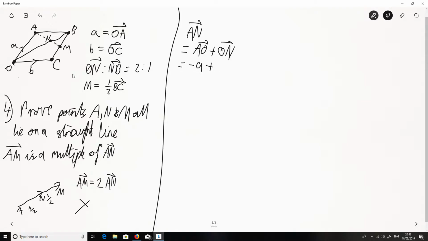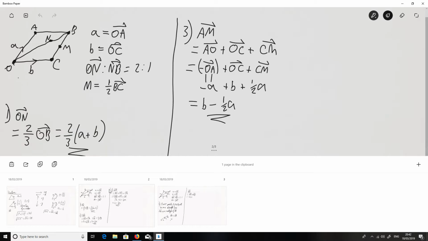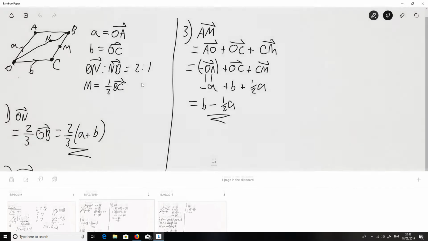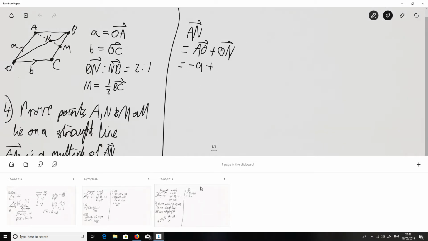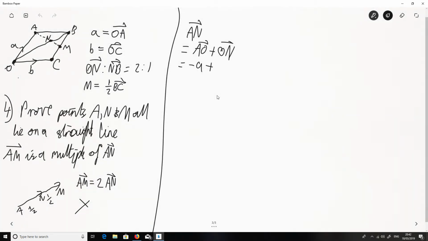And ON, we worked out in the previous question. A lot of the times it will make you work out something that you need in the next part of the question when it's a question like this. So ON we worked out here as 2/3 A plus B. So that means we get minus A plus 2/3 A plus B.